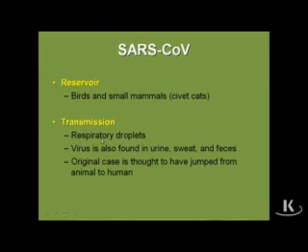The reservoir for SARS are birds, and a special kind of cat called a civet cat was the main reservoir. And the virus is transmitted by respiratory droplets. So if you Google SARS, and Google image it, you'll see all these images come up of individuals during that SARS outbreak wearing masks to prevent inhalation of the virus. The original case of SARS is thought to have jumped directly from animals to humans, okay? And that is somewhat unusual for a viral infection, okay?